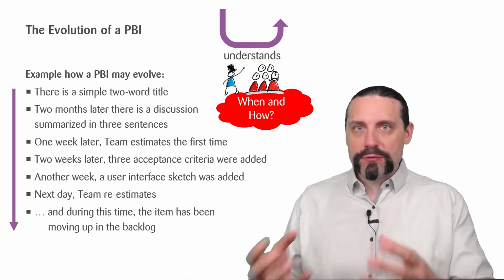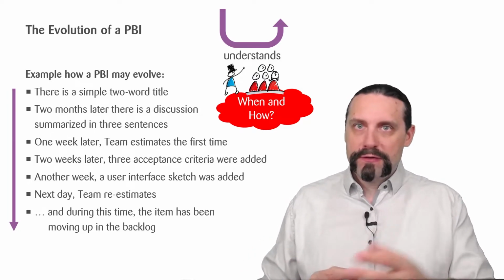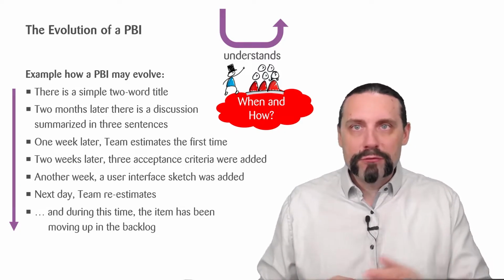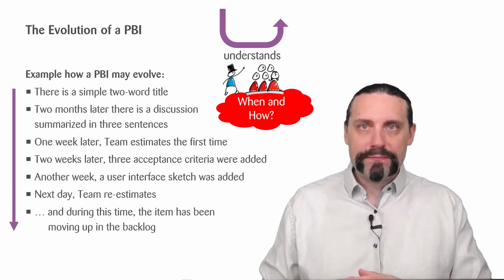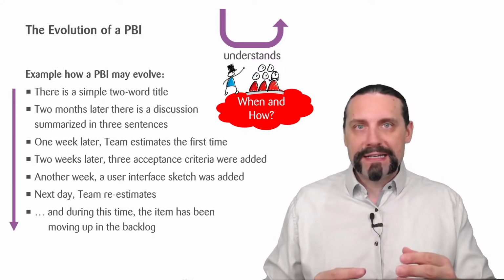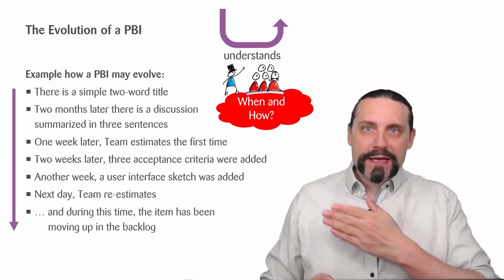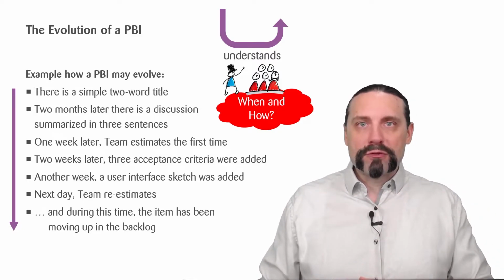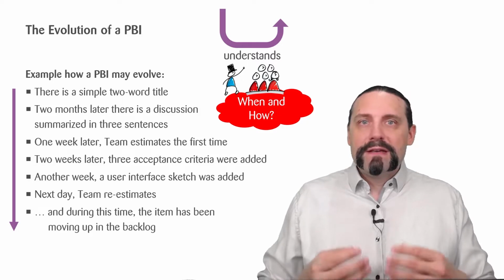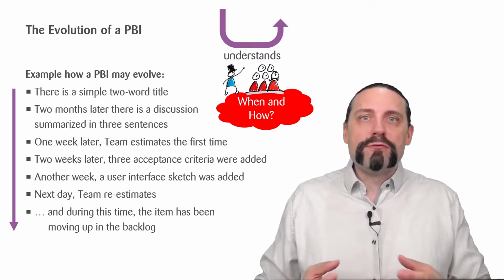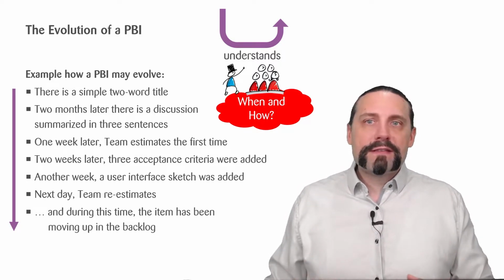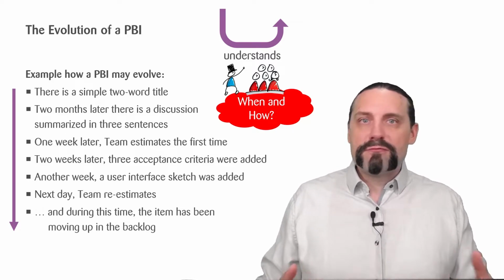According to the prioritization or the ordering of the backlog from the product owner, we now need to have a look at the evolution of the product backlog item. I brought you here a rough example of how such a product backlog item can evolve over time and move up in the product backlog. So first, on the entry of the product backlog item, there is potentially just a simple two-word title. Then perhaps 2 months later, there is a discussion which is summarized in 3 sentences.